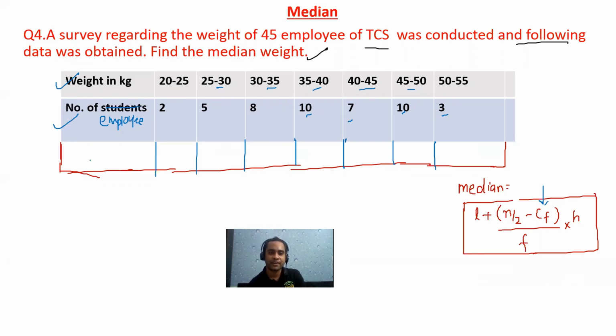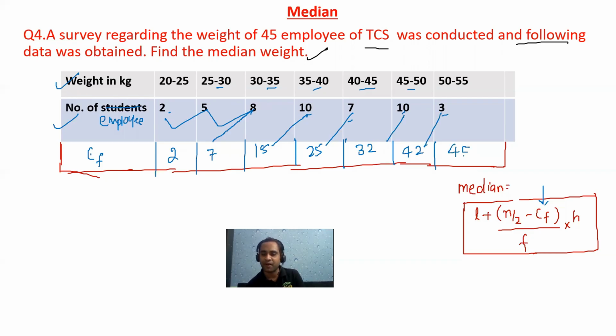Okay, fine. Now we will calculate the cumulative frequency. So how will we calculate it? We start with 2. Next we add both: 2 plus 5, 7. Next we add these 3: 7 plus 8, 15. Then 15 plus 10, 25. Then 25 plus 7 will be 32. Then 32 plus 10 will be 42. And 42 plus 3 will be 45. So what we have got is the cumulative frequency.